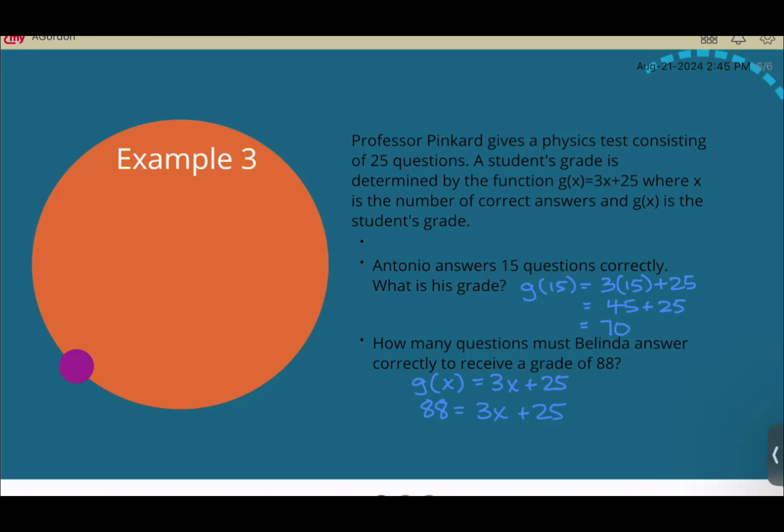So we're going to start moving things away from the x on the right side of the equation. We'll do our addition and subtraction first, and then do multiplication and division. So first I'm going to subtract the 25. 63 equals 3x. I want the x by itself. So now the problem is that it's multiplied by 3, so I need to undo the multiplication and divide both sides by 3. That's going to give me 63 divided by 3 is 21. So the number of correct answers would have to be 21. She needs to answer 21 questions correctly to get a score of 88.